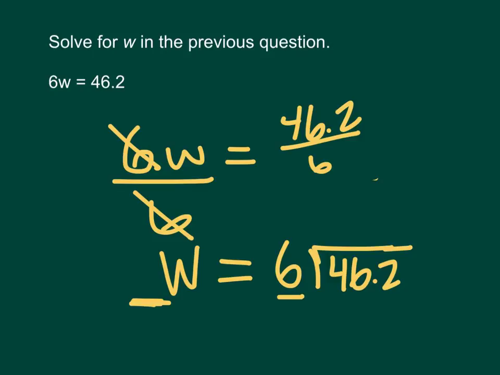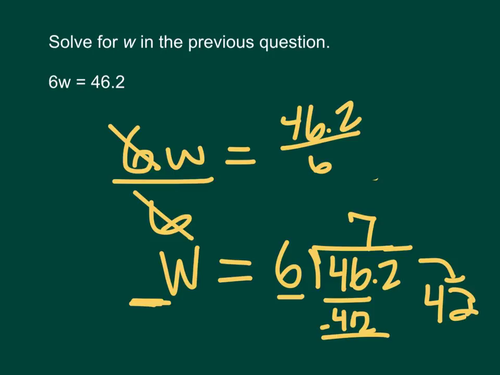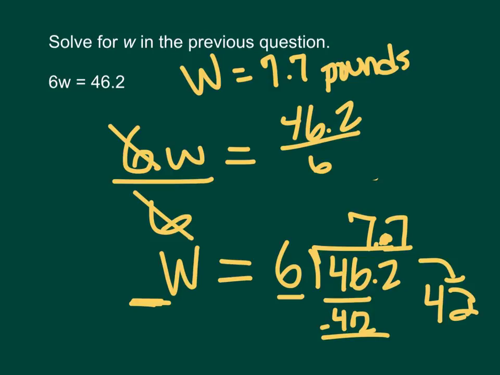So how many groups of 6 can I pull out of 46? Well, that's going to be 7. 7 times 6 gives me 42. I subtract. 46 minus 42 gives me 4. And I bring that 2 down. That leaves me with another 7. Bring up my decimal. So my final answer is 1W equals 7 7/10 pounds. Those are some big books, folks. Probably a math book. Next one.